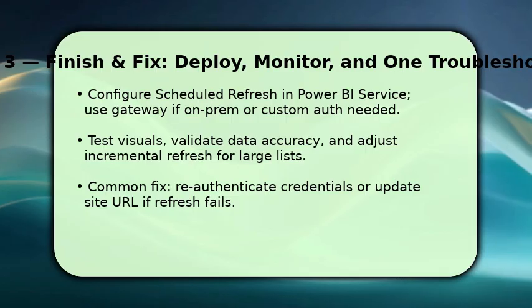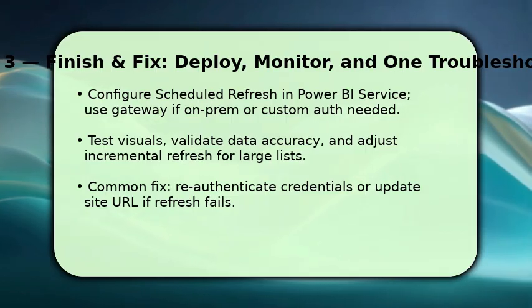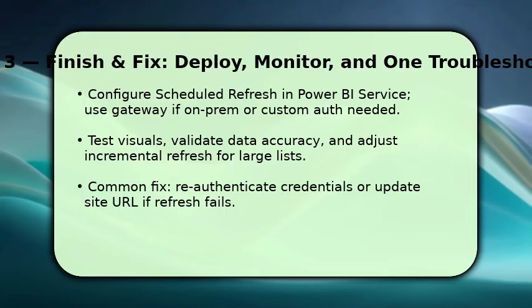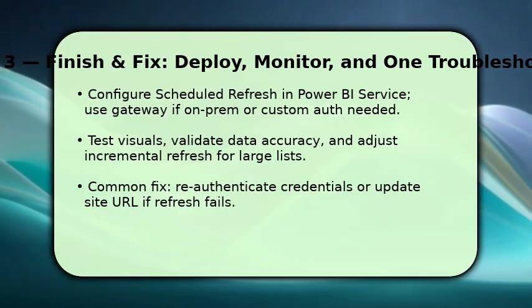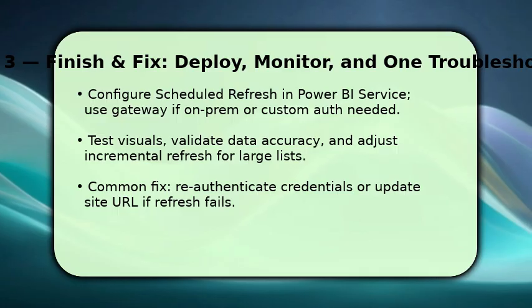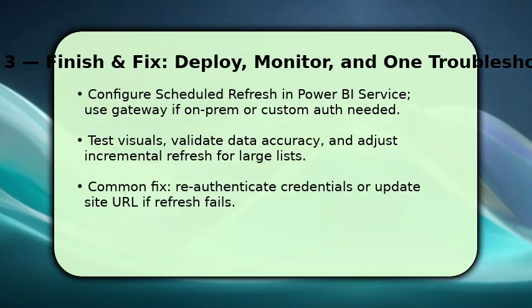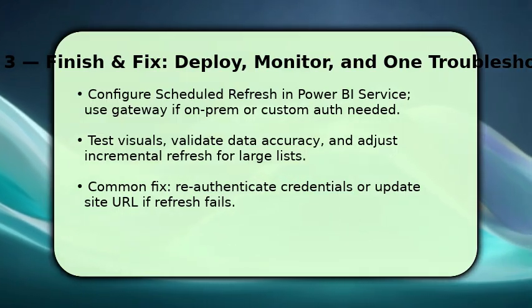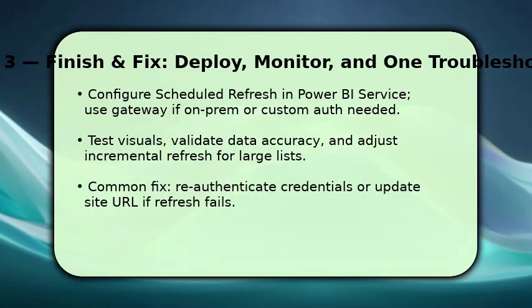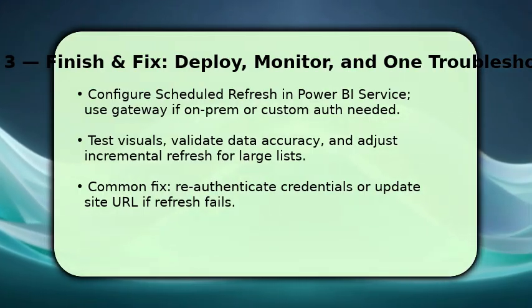Test visuals and cross-check a few rows against SharePoint to confirm accuracy. For large lists, enable incremental refresh to improve performance. If something goes wrong, first re-authenticate your account in the dataset settings. Make sure the site URL and list name didn't change. Those two fixes resolve most issues.